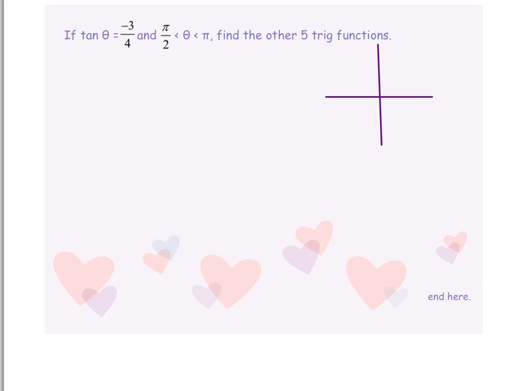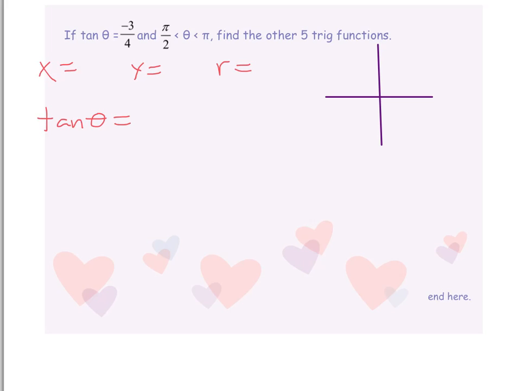And really what this comes down to is we need to know x, we need to know y, and we need to know r. And in fact, I'm going to start that off right here. X, y, and r. The information I'm given has 2 components. First of all, it tells me that the tangent of theta is negative 3 over 4.